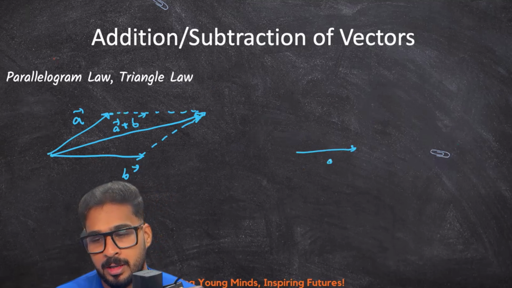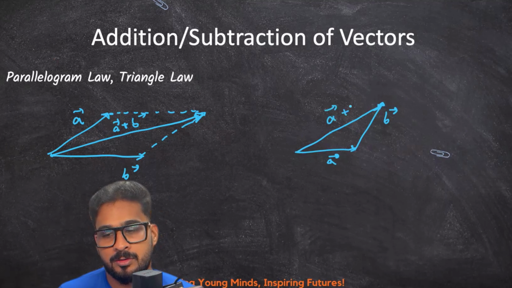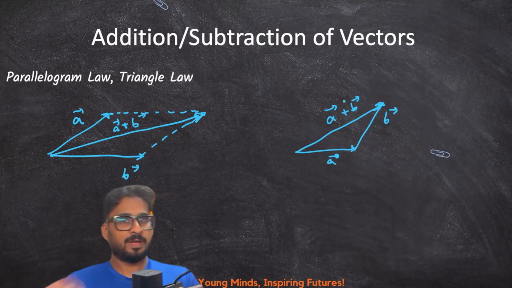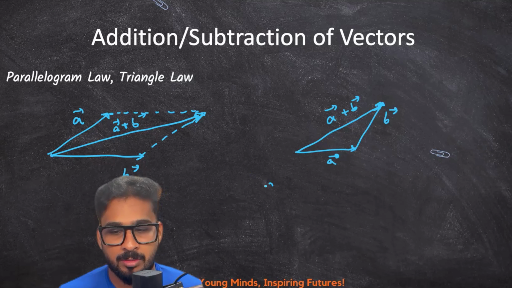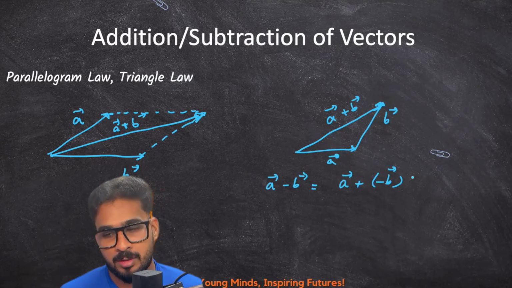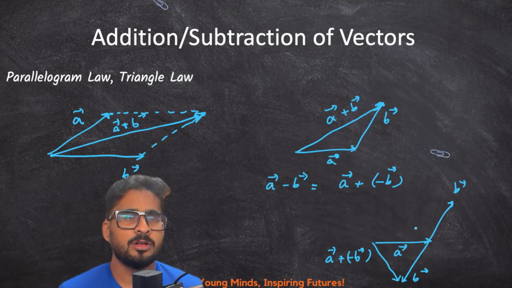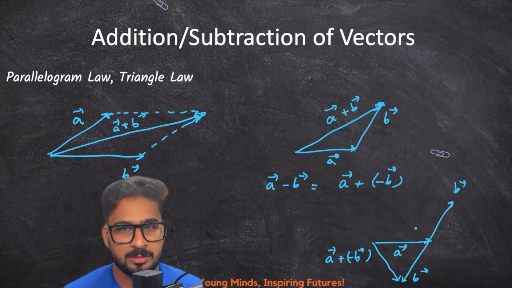If I have A bar here and B bar here joined like this, then A bar plus B bar is this vector joining from this end to this end. Subtraction means the direction of the vector will be reversed and you can add it simply like that. So A bar minus B bar can be represented as A bar plus minus of B bar. If B bar is like this, you reverse the direction, and yes, this is our A bar plus minus of B bar. So in order to do the addition and subtraction of vectors, we will be deriving one important concept right now.